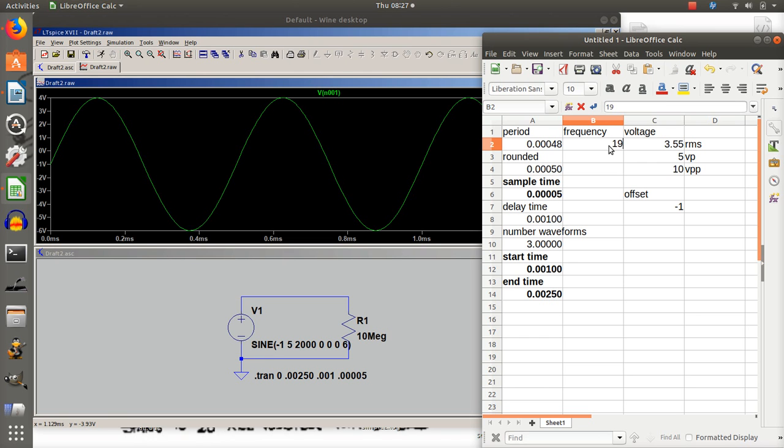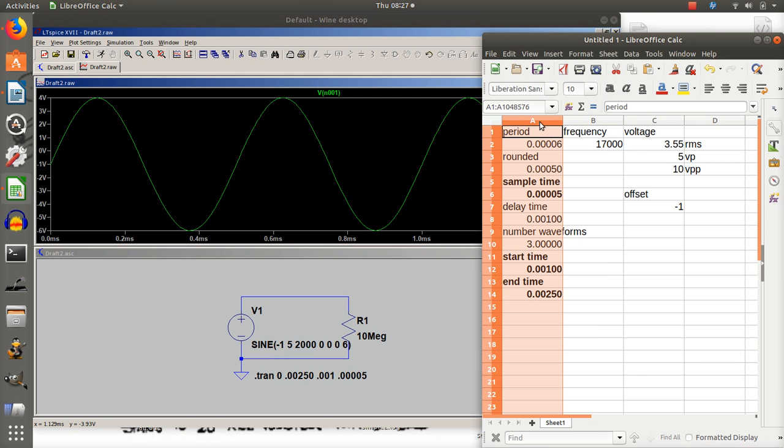I want to do a 19 K hertz, 19,000. Notice that I did not, well, it did round. Let's make it something less. Let's make it 17,000. There we go. Okay, so there's my period. It did the calculation. Comes out to be 0.0006.